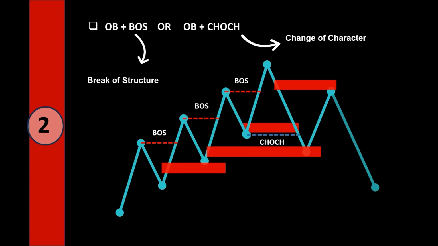Conversely, when the price breaks a structure against the direction of the prevailing trend, this is referred to as a change of character, CHOCH. In this case, our order block has high credibility.